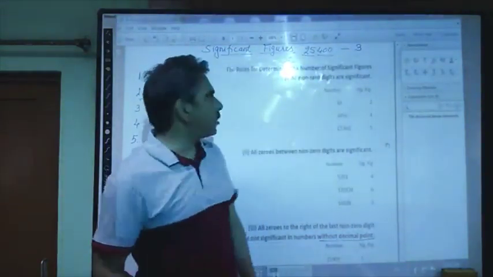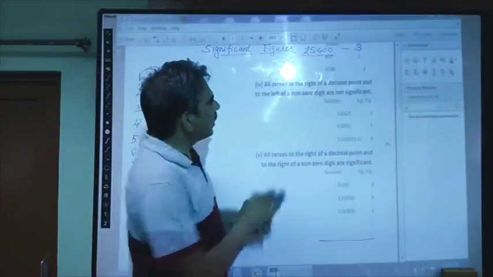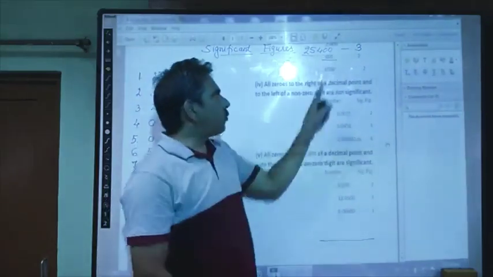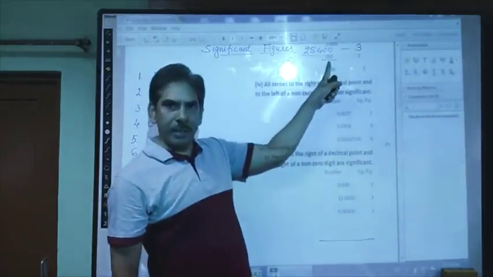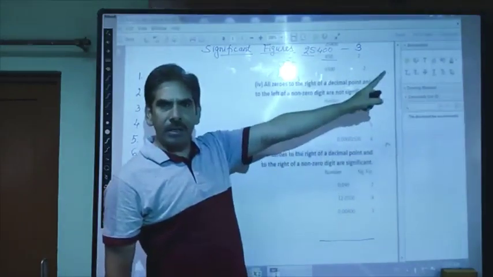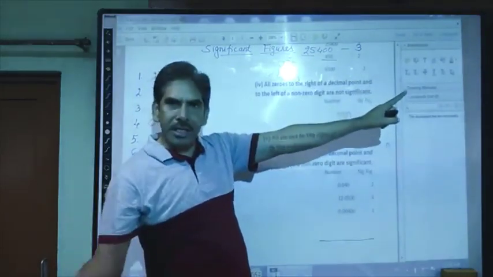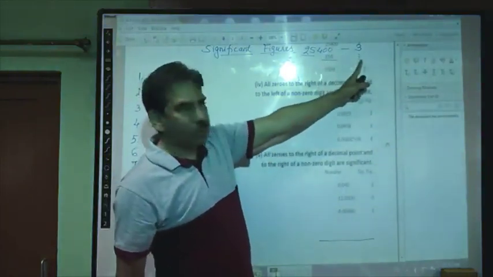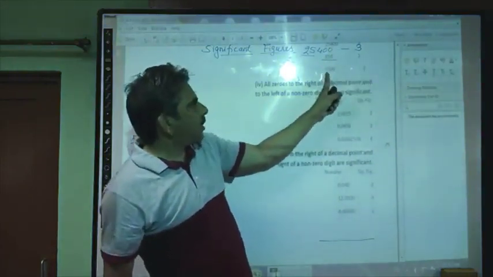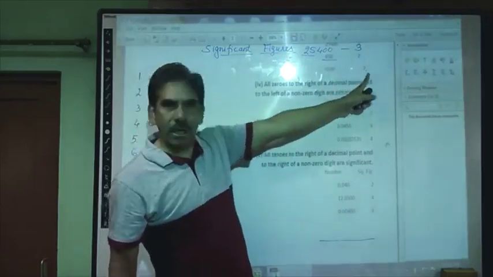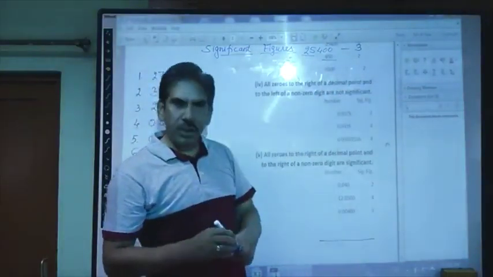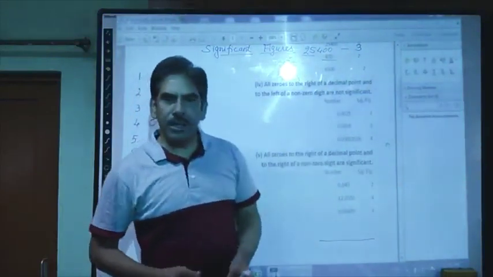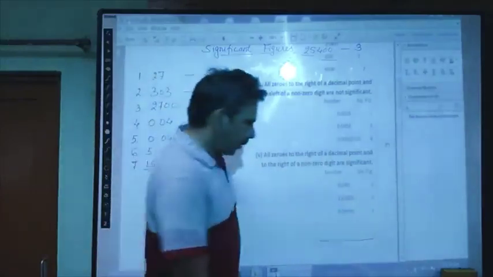Similarly, there is another number which is 650. So 5 is the last non-zero digit in this number, and all zeros to the right of that last non-zero digit will be insignificant. They will not be significant figures. So 650 has only two significant figures. Similarly, 6500 also has two significant figures, because all zeros to the right of the last non-zero digit will be non-significant. Okay.